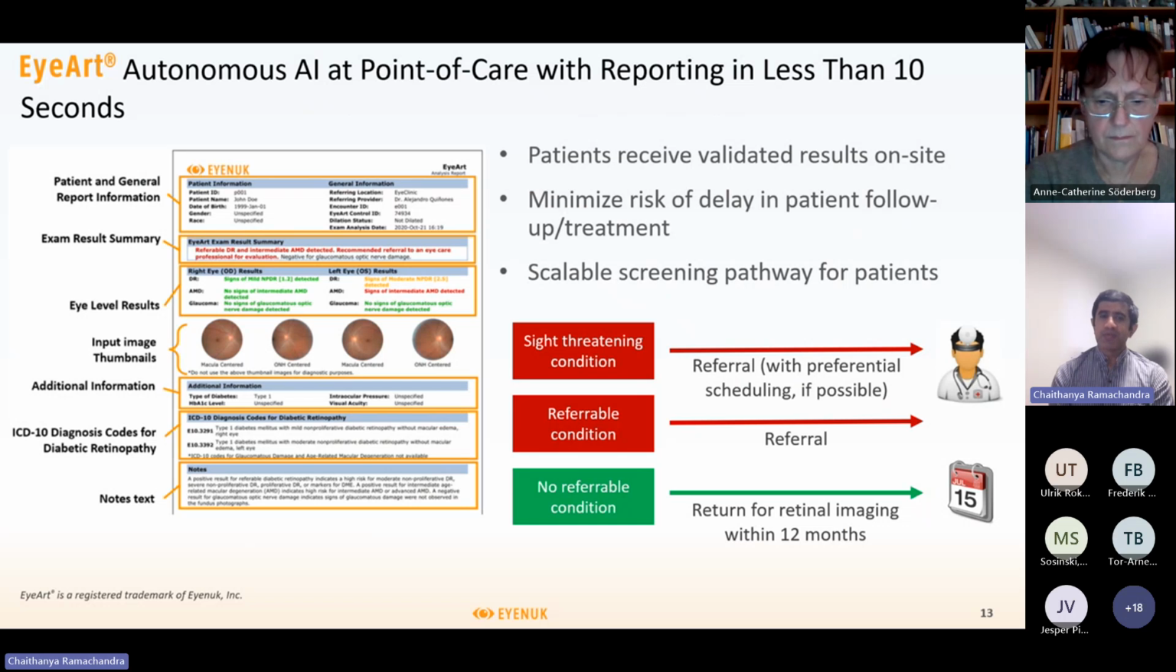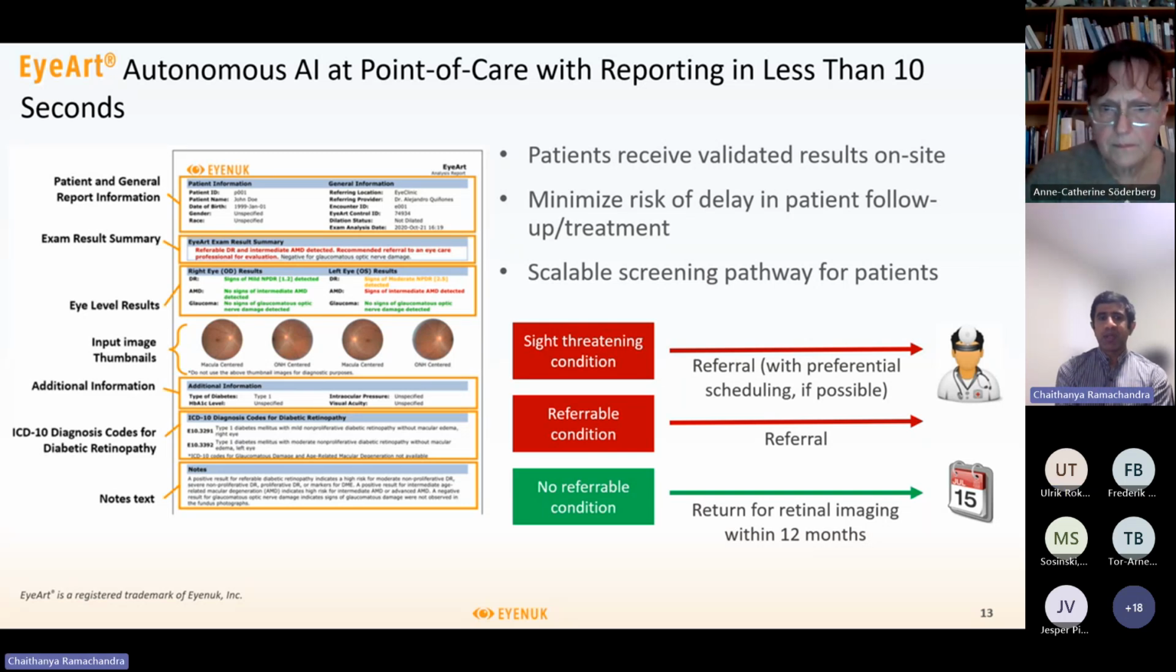Here is a zoomed in view of the report. We provide eye-level results. So we say if the patient has diabetic retinopathy as reported on the ICDR scale. So it's not just should the patient be referred or not. Our certification allows us to output the actual DR severity scale level as well on the ICDR scale.